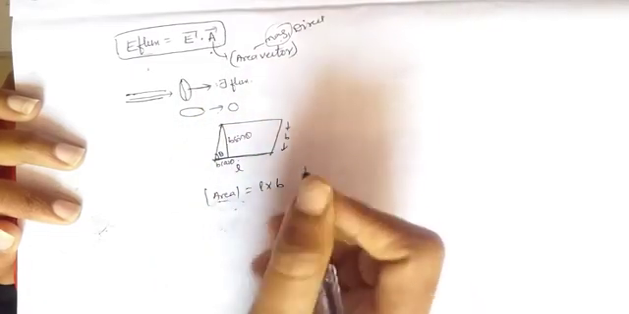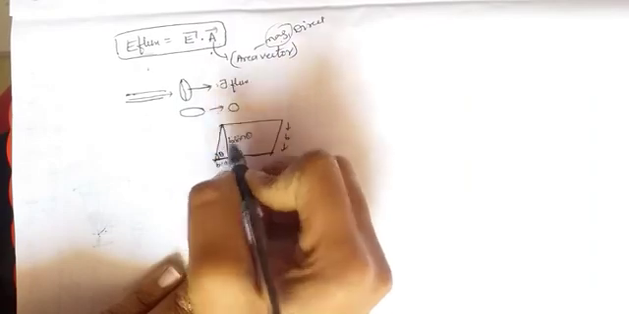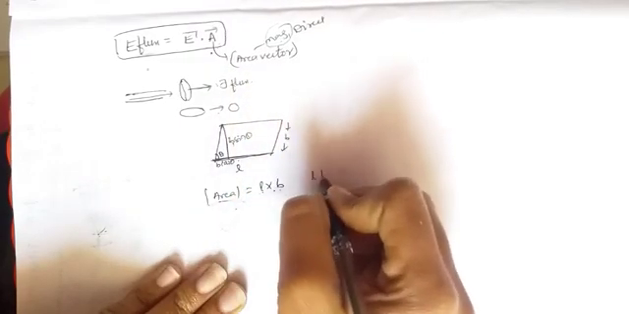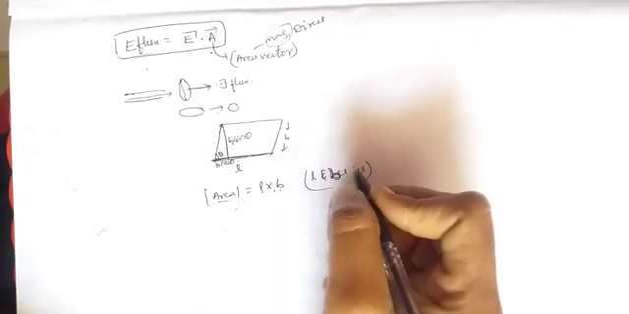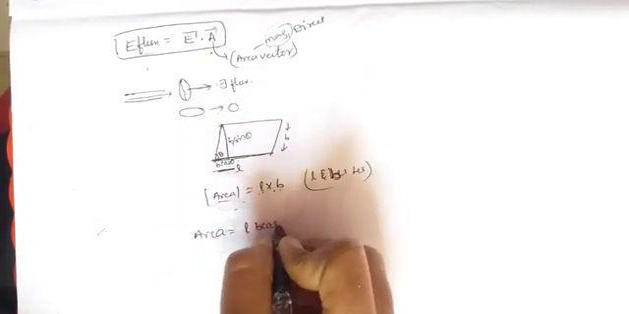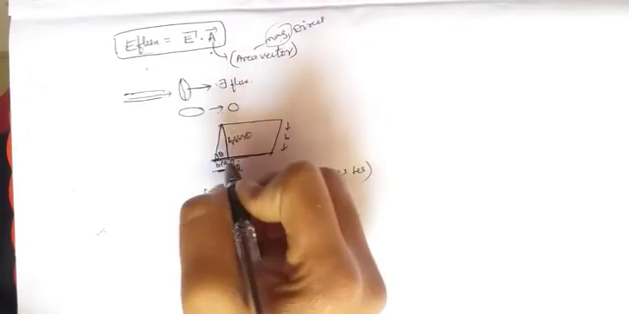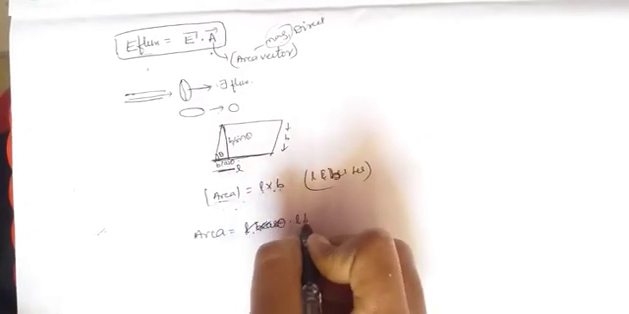So here L into b. This is the L and this is the b, and L and b are perpendicular to each other. So as L and b are perpendicular, the area is length into the perpendicular breadth, which is b sin theta. So here L b sin theta.